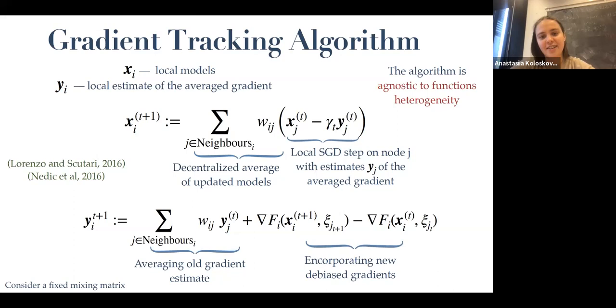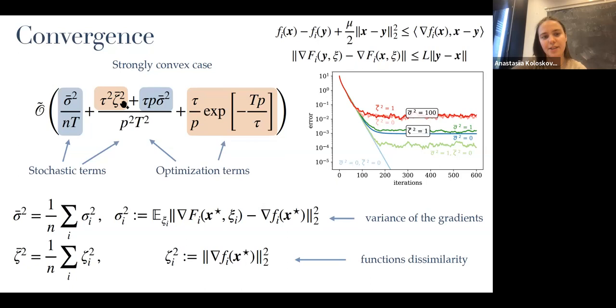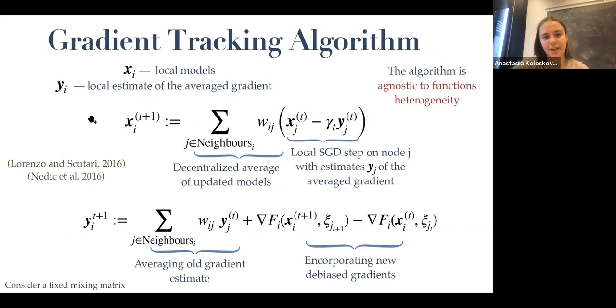If we come back to the previous rate, this rate depends on the data heterogeneity term zeta. One of the key features of this algorithm is that its convergence rate does not depend on this heterogeneity term zeta. So let's look at what this algorithm does.